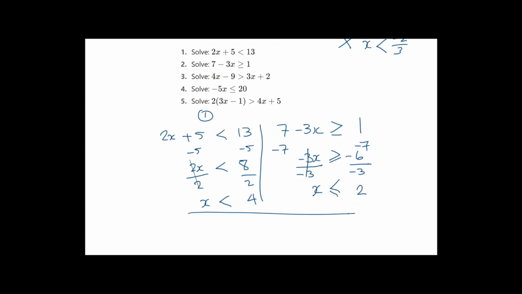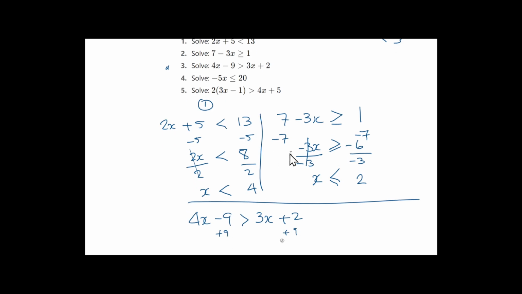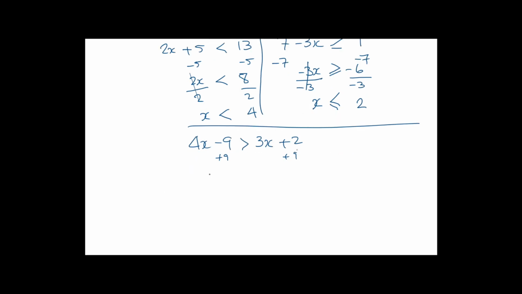All right, let's move on. More questions. This is number 3 now. 4x minus 9 is greater than 3x plus 2, and we want to solve for x. Let's bring this 9 across, so let's add 9 to both sides. So 4x, and remember that stays where it is, must be greater than 3x plus 11 now.